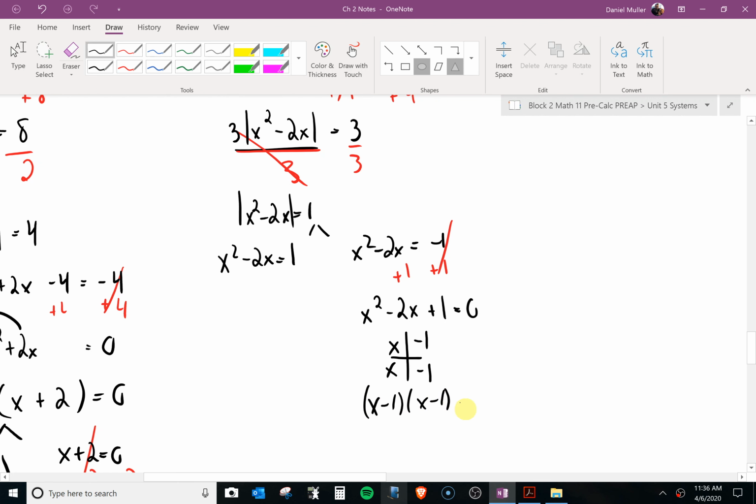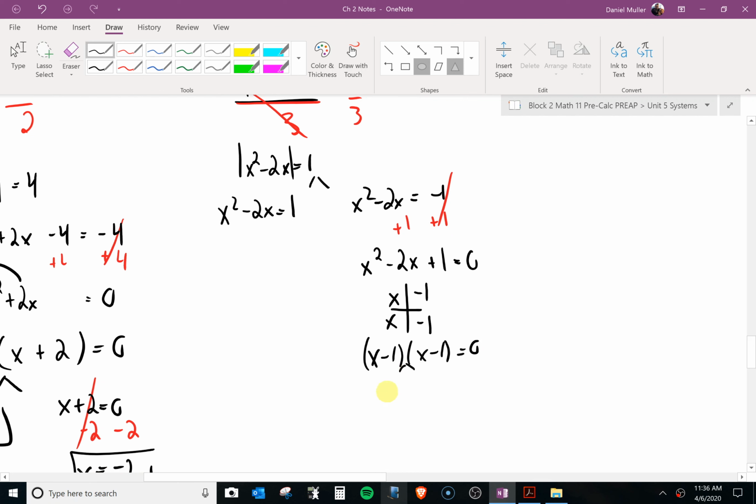So x minus 1 and x minus 1 is equal to 0. So I could have x minus 1 equals 0 or x minus 1 equals 0. They're both the same, so I'll just do one of them. I don't need to do the same thing twice. Plus 1, plus 1. So x is equal to 1. So that's one of my options, which I'll need to check.